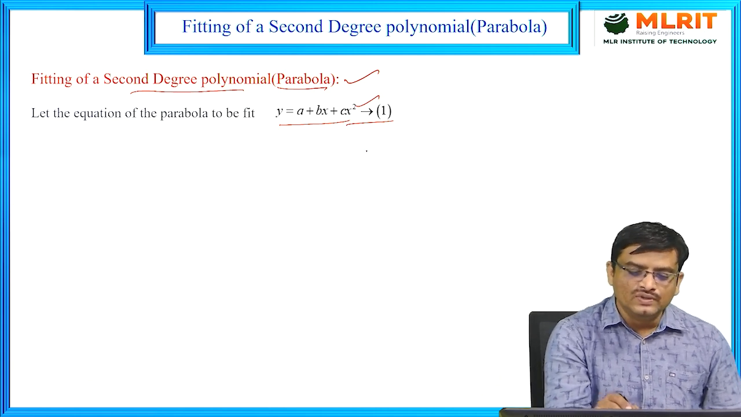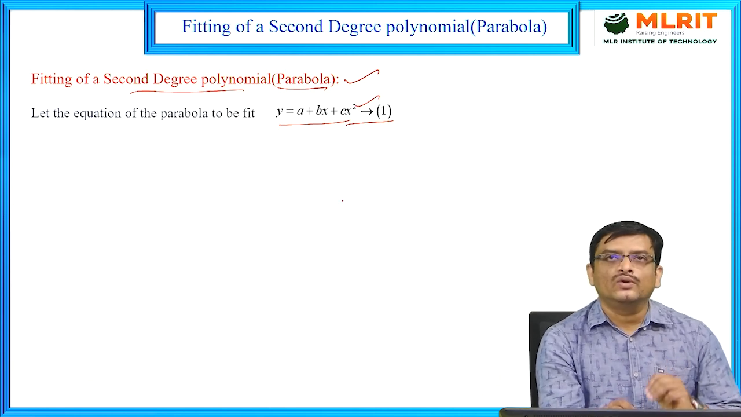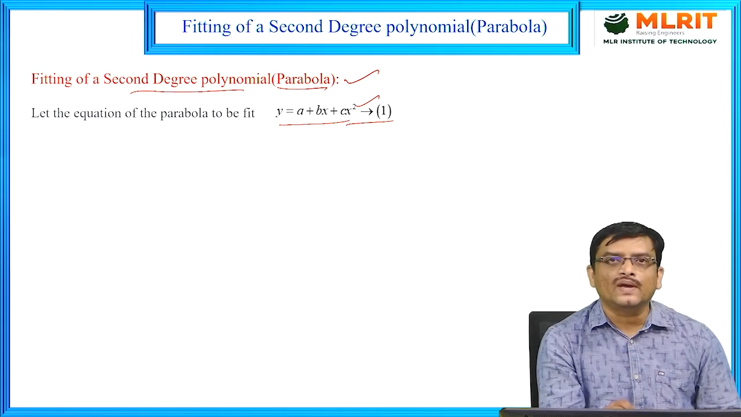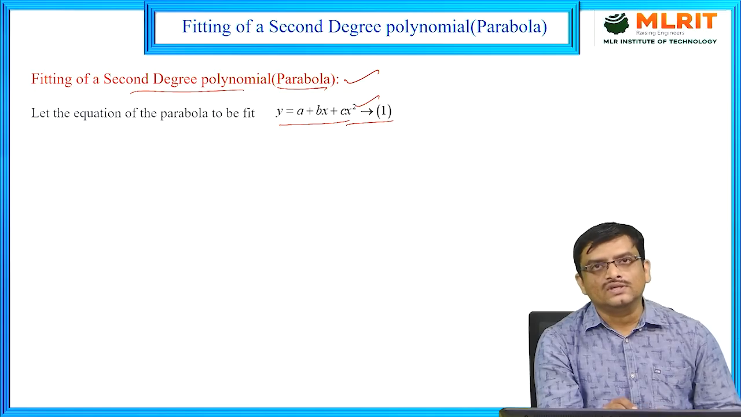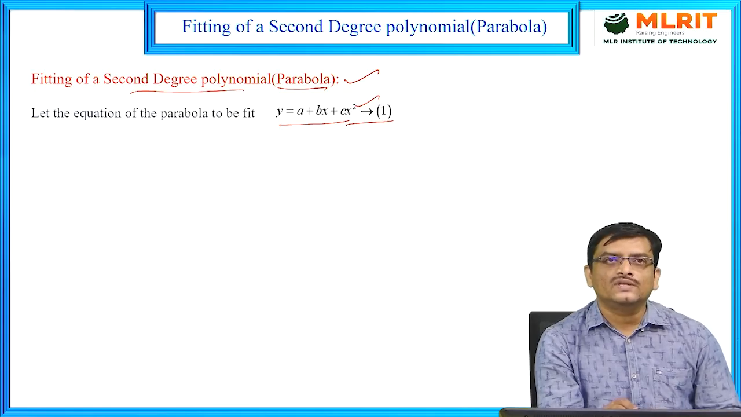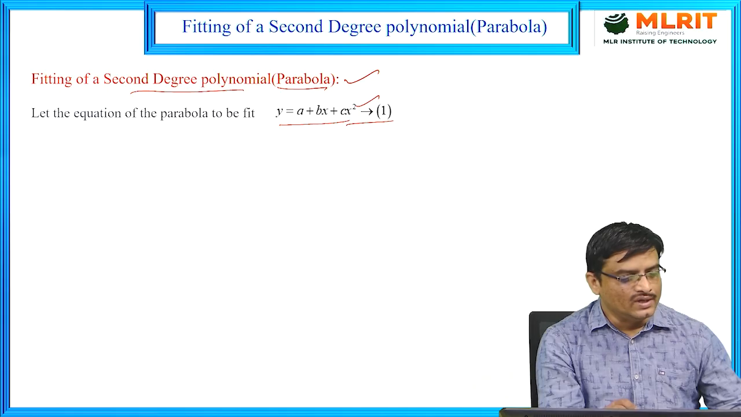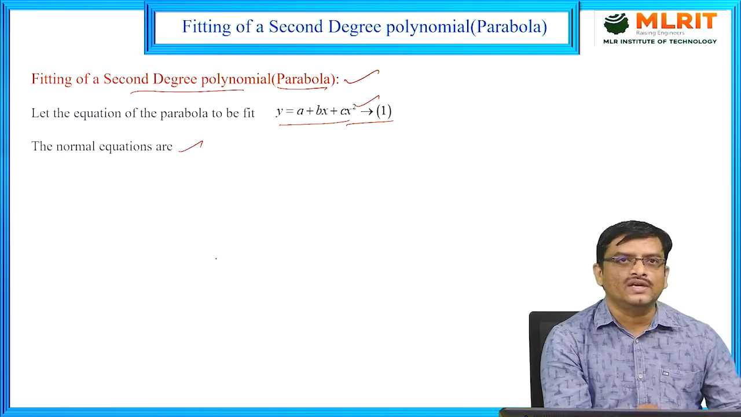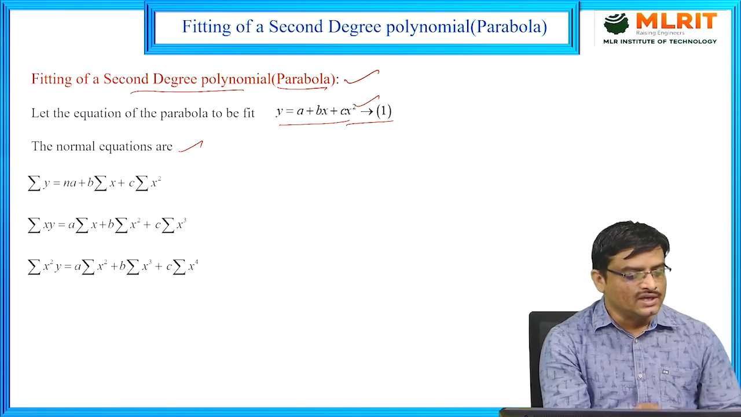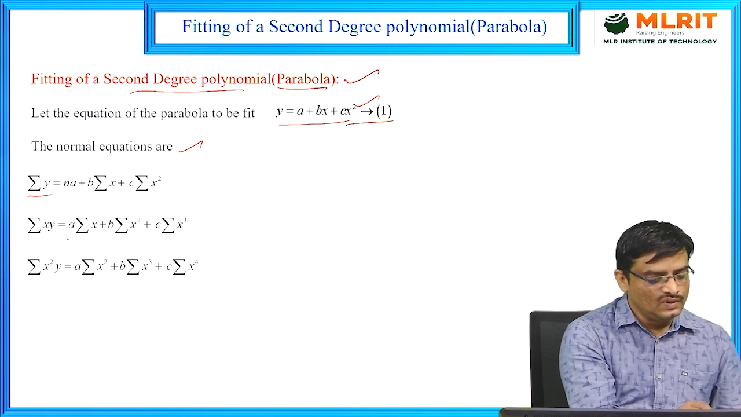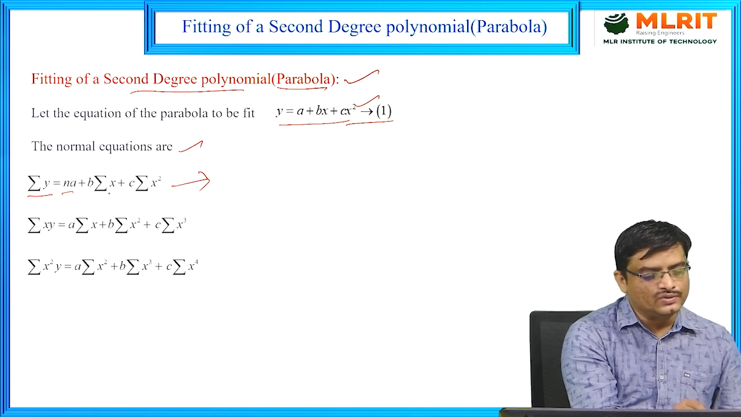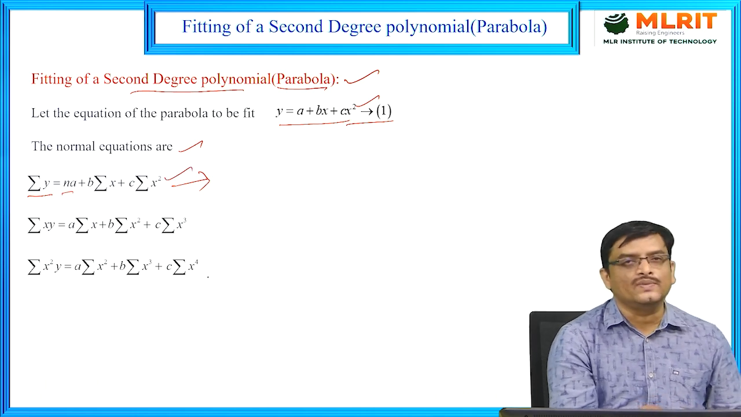Now if you observe this equation 1, we have three unknown parameters a, b, c. In order to find these three parameters, the a value, b value and c value, we want a minimum of 3 equations. We will get these 3 equations as normal equations. So these are the 3 normal equations. Summation y is our first normal equation: na plus b into summation x plus c into summation x square.